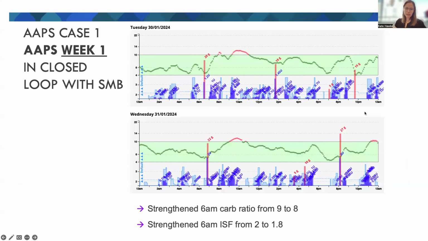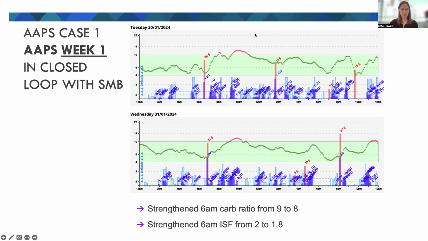So a couple of day-by-day views in the first week, so we can see how things are tracking here. You can see when the system's SMBs are coming in and when you quite often are having some of these basal suspends when trending down. And really, in response to these initial parameters, this patient strengthened her 6 a.m. carb ratio and strengthened her 6 a.m.